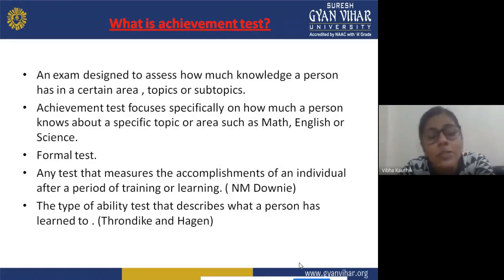The type of ability test that describes what a person has learned to do. Now, this definition was given by Thorndike and Hagen, and they are saying that an achievement test is a type of ability test, means it is testing the ability of the learner, that describes what a person has learned, means what he has achieved, what knowledge he has gained.